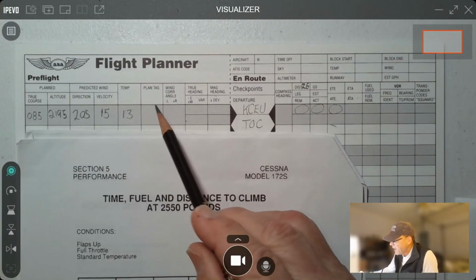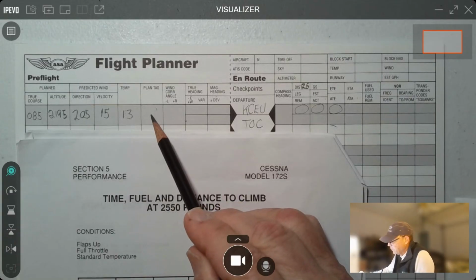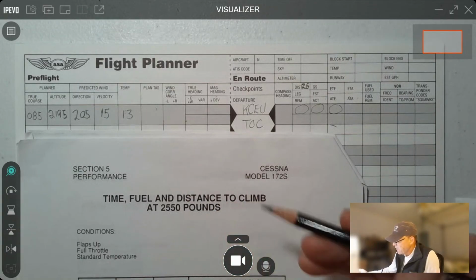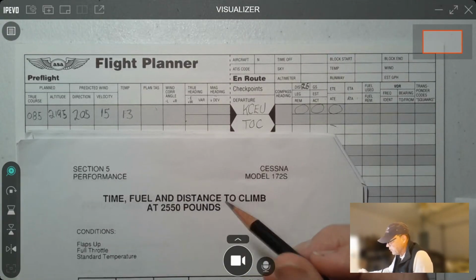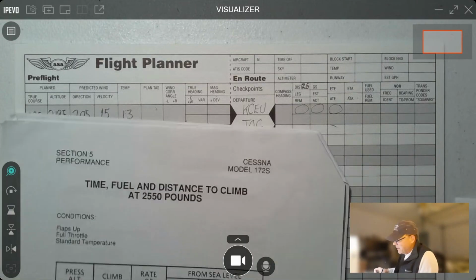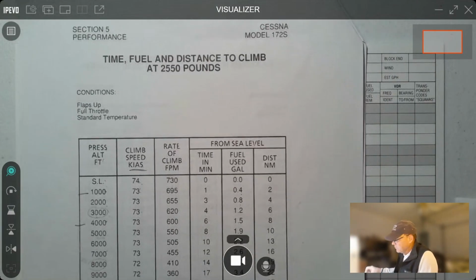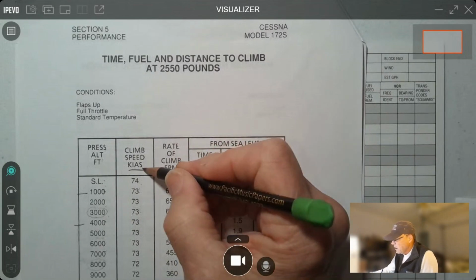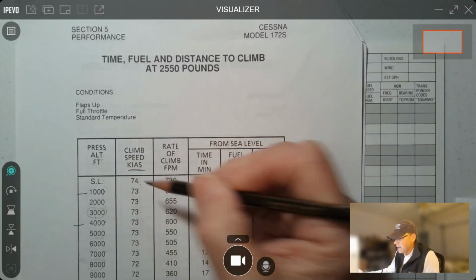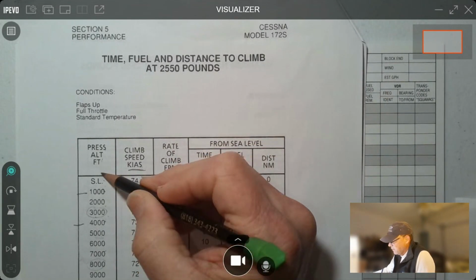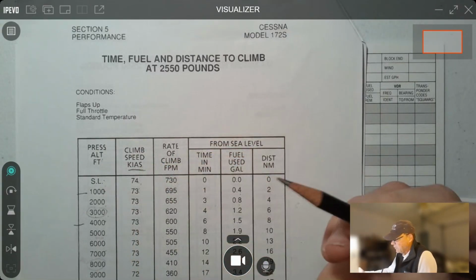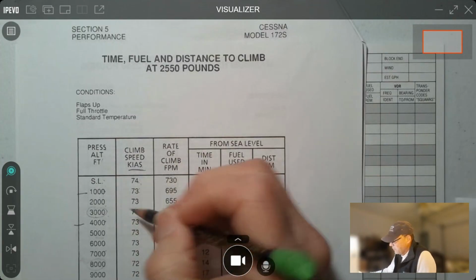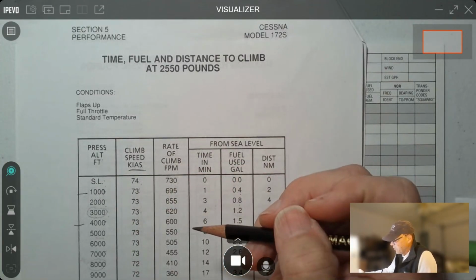This next box is asking us for our true airspeed during the climb. For that, we're going to need our time, fuel, and distance to climb performance chart that's found in your pilot's operating handbook. But here's the head scratcher about this chart. A couple of things. Number one, our airspeed is given as an indicated airspeed, and we need to look that up by our pressure altitude. So there's going to have to be some conversions going on.